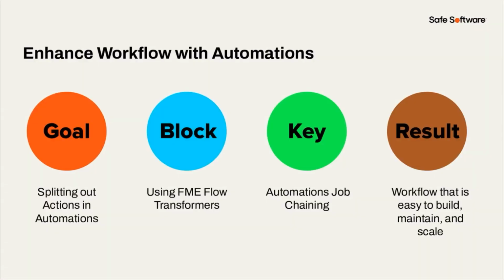We're looking at enhancing our workflows with automations. The goal is to split out actions in automations, so having more workspaces in your automation to build out, and updating your current workflow. So updating maybe your current workflows for those that are using FME Flow job submitters. It can be tedious in the beginning, but it'll be better for scaling and maintenance in the long run. And in the future, with going with automations job chaining, it'll be easier to, once again, share with your team and maintain and build out that way. So ultimately, it'll result in a workflow that's easy to build, maintain, and scale.